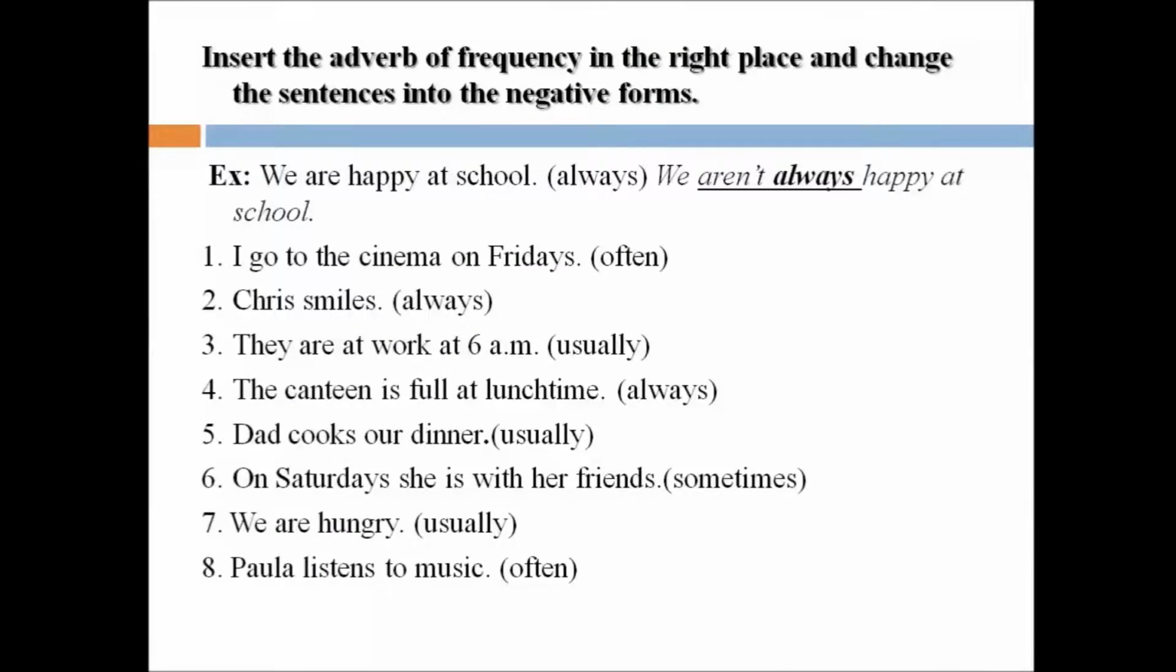Okay. This is the last exercise for you, from number 1 to number 8. What you have to do is use the adverb of frequency, put it in the correct position, and then change the sentences into the negative form. For example, number 1, we are happy at school, and then you have to put always in that. But don't forget to change that sentence into the negative form. So we aren't always happy at school.